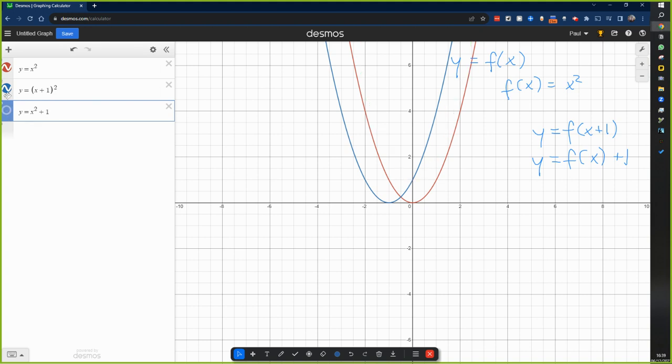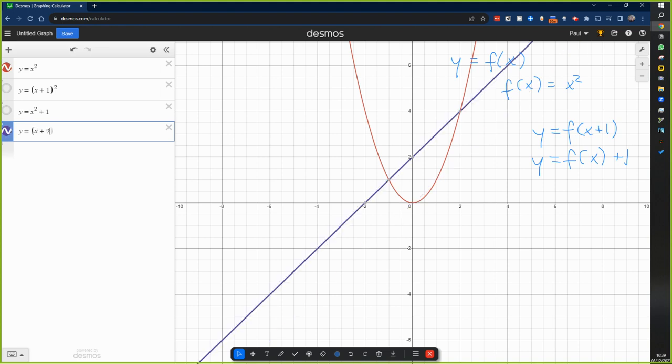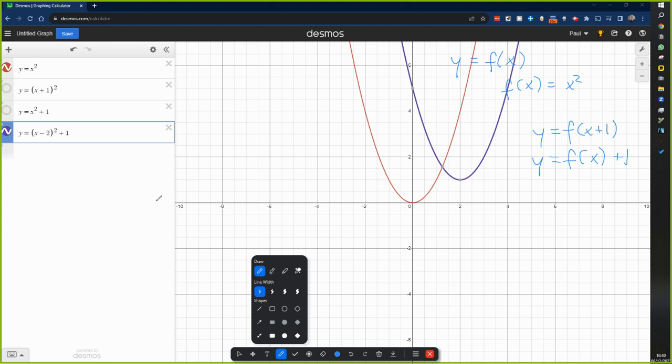I'm going to turn off the green and the blue because otherwise there'll be too much stuff on here. This time I'm going to put it together bit by bit. So this time I'm going to do x plus 2 all squared. So it shifted 2 places to the left. And if I did x minus 2, it shifted 2 spaces to the right. But then I'm also going to add 1. So now we can see the relationship with the completing the square formula.